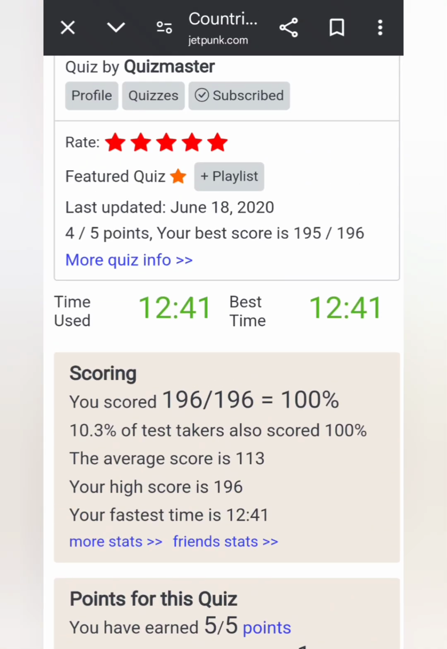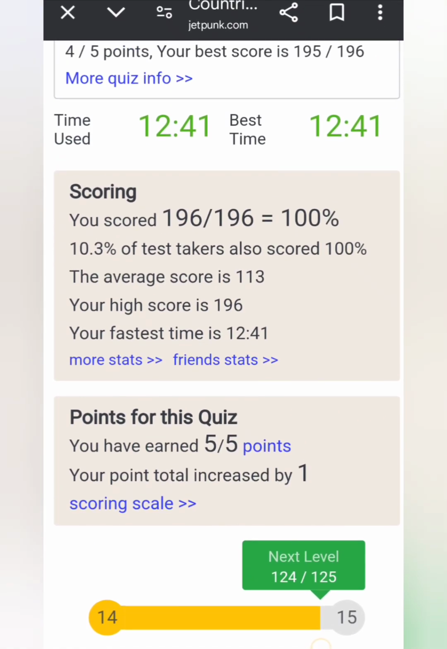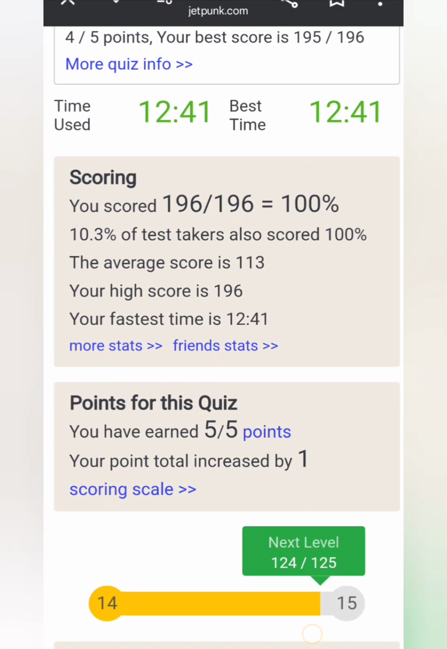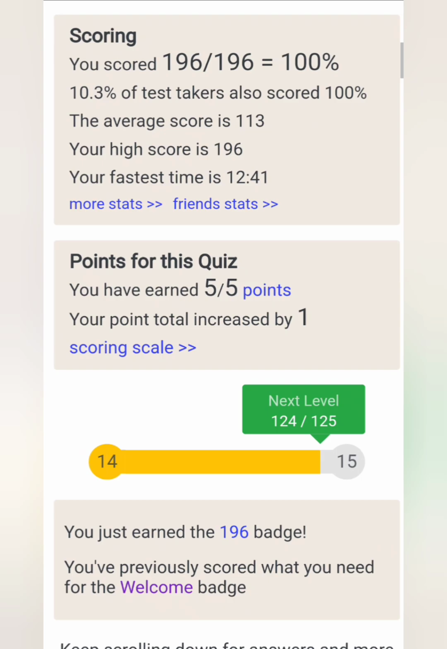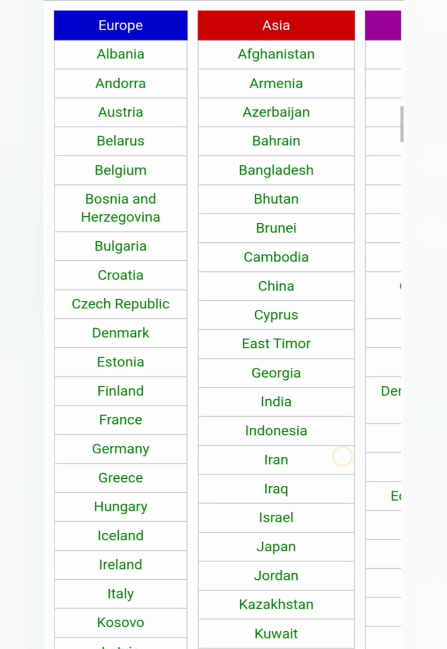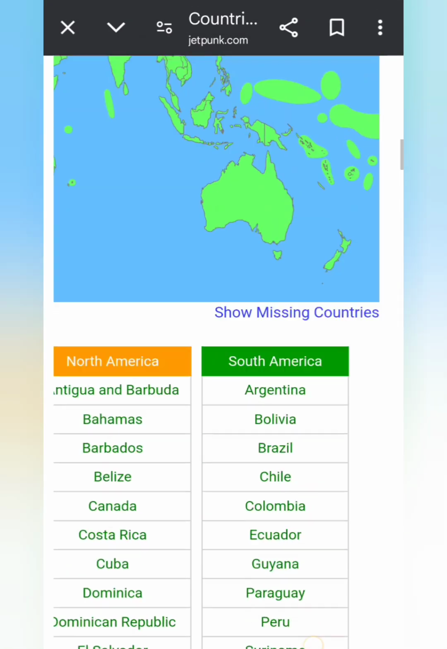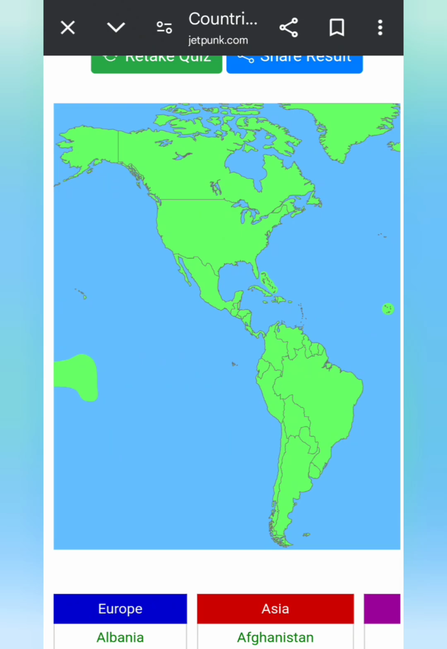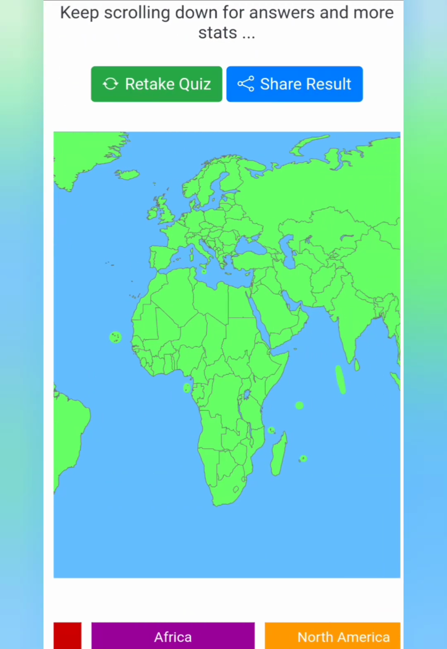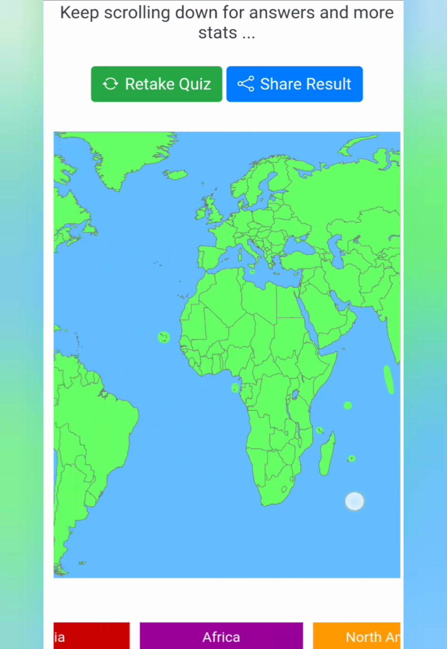Here, our best time is 12:41 and 196, the highest score we have ever achieved in this quiz. The whole world has turned green. So I'm very happy I achieved something very new here, which most of you probably don't have. This is one thing unique which I have. This is what I am proud of.